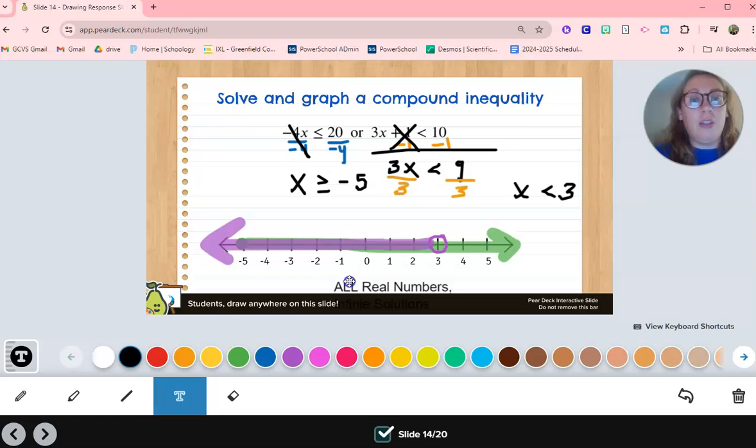So we got this OR statement. And with that OR statement, our whole graph ended up being covered. So that is infinite solutions. Any value of x would make this compound inequality true. Okay.